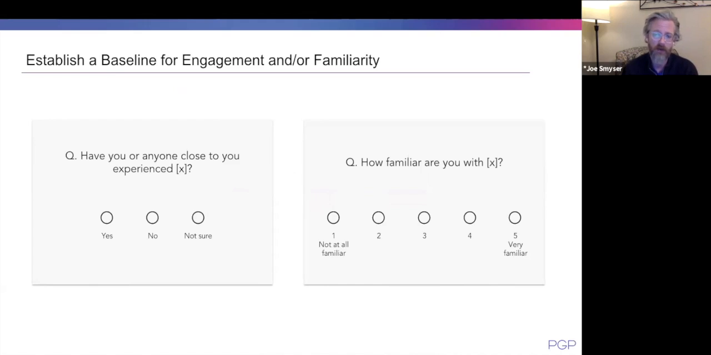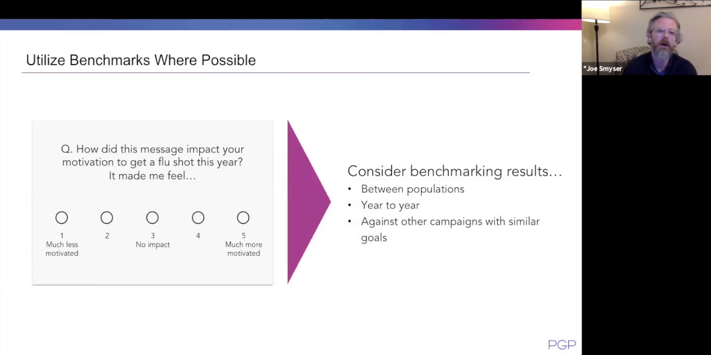We don't need very complicated questions to establish a baseline for how familiar the test taker is with the topic. We just want to get a sense of whether they have heard of this before, what their familiarity level is with the topic that we're talking about. Again, it doesn't need to be super complicated. And then, like I said, utilize benchmarks where possible. So how did this message impact your motivation to get a flu shot this year? It made me feel, and again, we have a scale, much less motivated to much more motivated, and no impact.